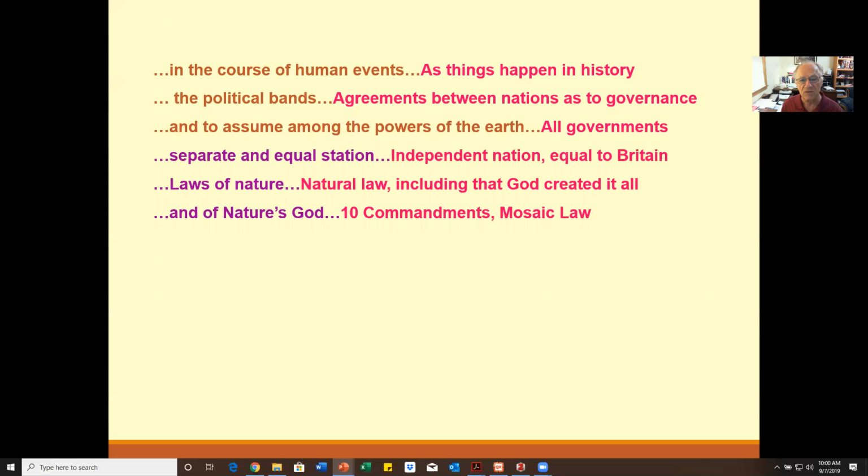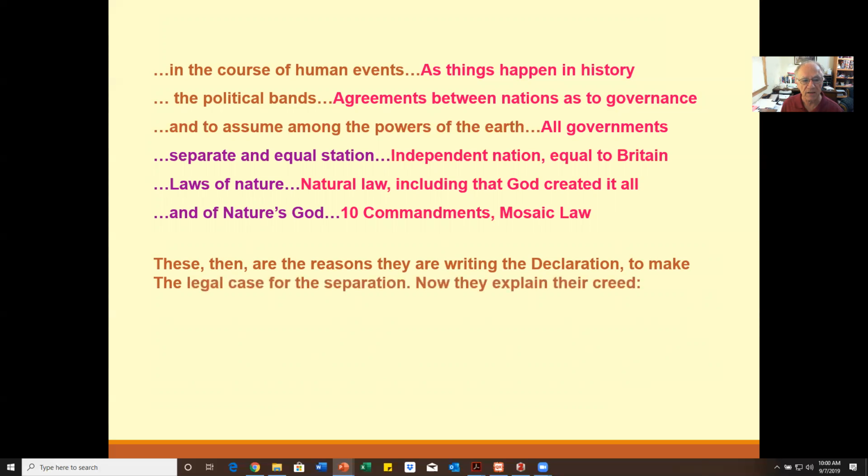These then are the reasons that they're writing the Declaration, to make the legal case, if you will, for separation. As things happen in history, there's agreements between nations, and we want to assume a place among all governments that's separate and equal, independent from Britain. We're relying on natural law. We're relying on the laws of nature's God.